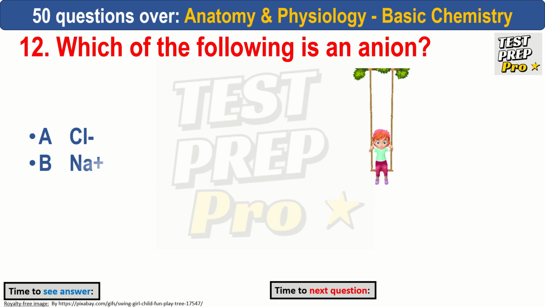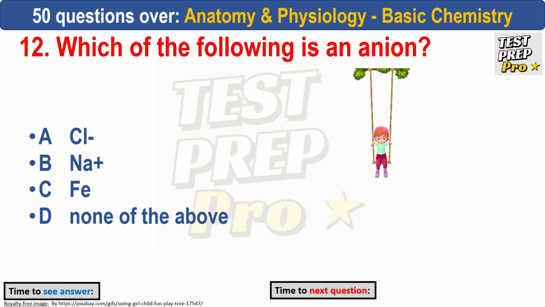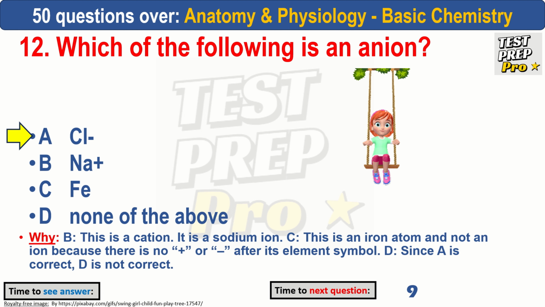Which of the following is an anion? You have Cl with a minus next to it. Option B is Na with a plus next to it. Option C is a capital F, lowercase e. And then option D is none of the above. The answer is chloride ion, which is Cl minus. The minus signifies it gained an electron. A plus would signify it has lost an electron.